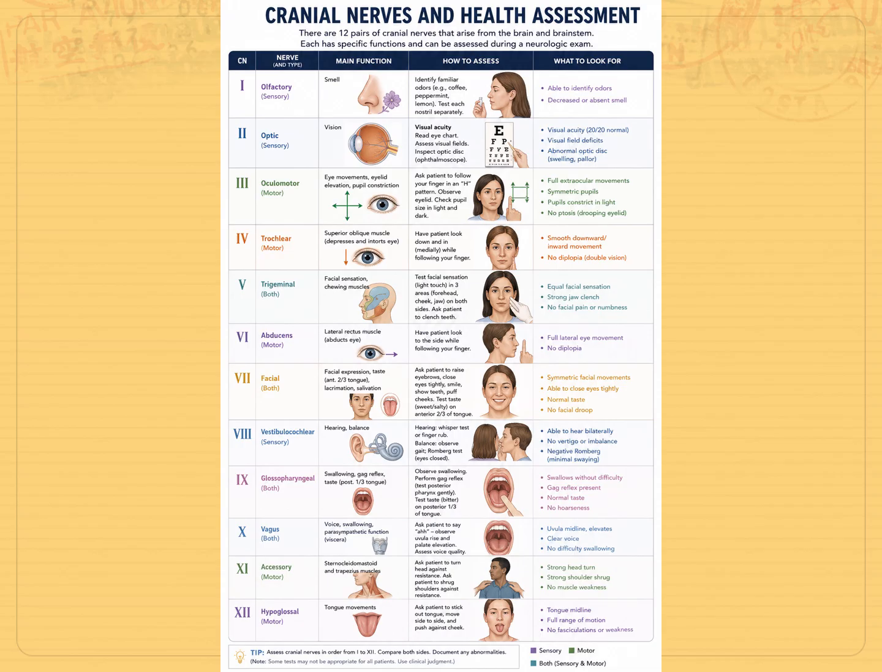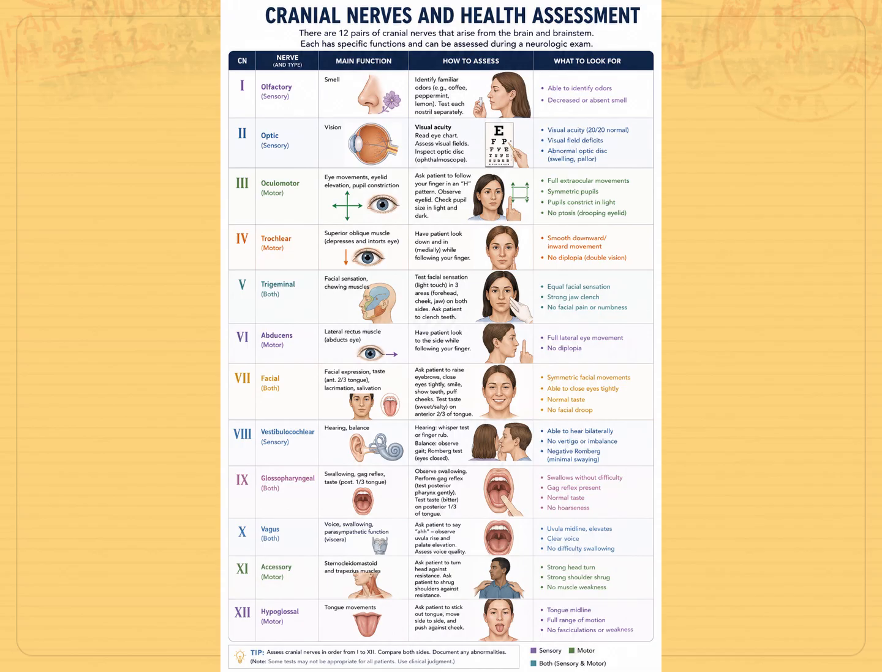Cranial nerve 11 is the accessory. This is motor and functional. It controls the sternocleidomastoid muscles and the trapezius muscles as well. And we're assessing this by asking our patients to shrug their shoulders against resistance and turn their head against your hand for strength. So that it should be strong, equal shoulder shrug, and strong head rotation.